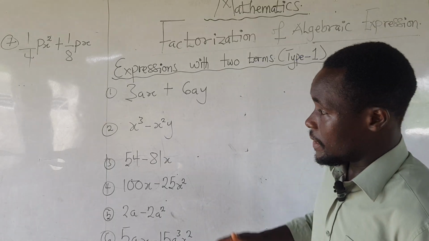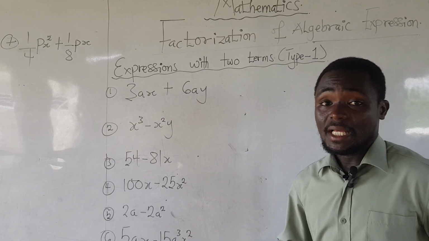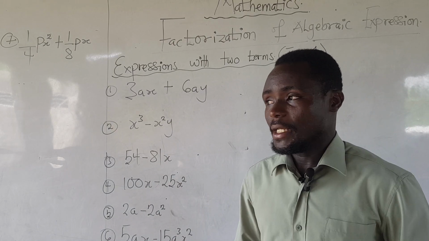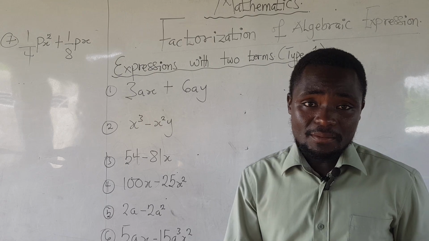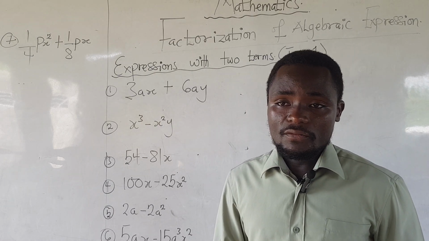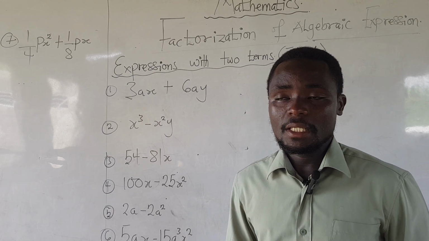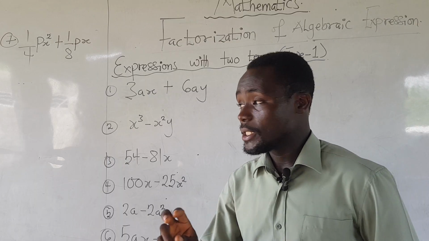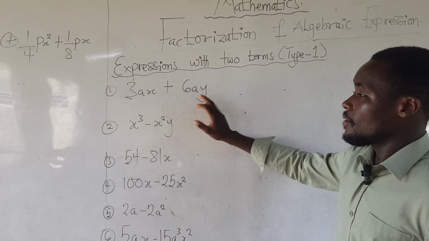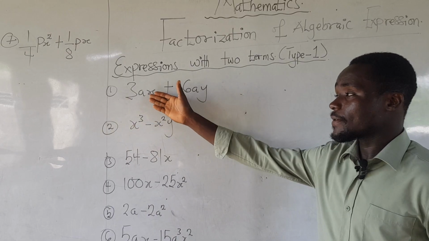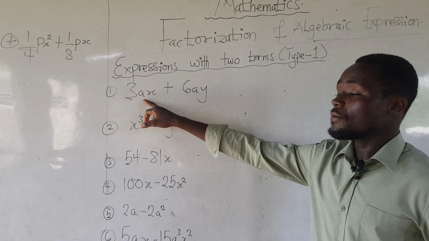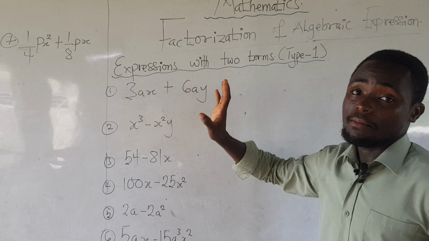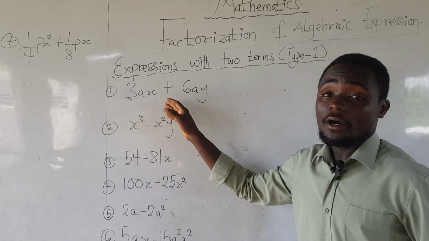As we can see, there are some questions on the board that I want us to go through one after the other. With the type 1 method of factorization, we mostly employ it in expressions which contain only two terms. Here I have question number one. We are going to factorize it. It says 3ax plus 6ay. This is one term, this is another term. So precisely they are holding how many terms?